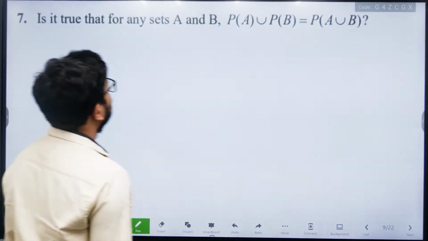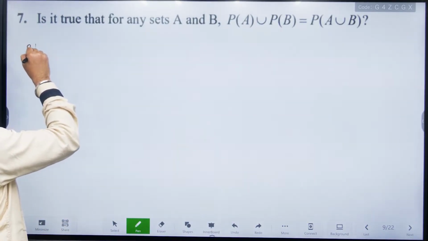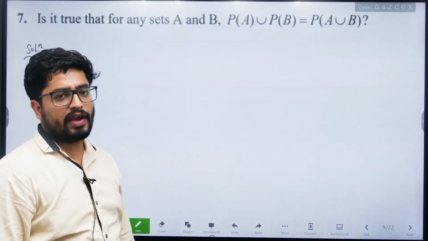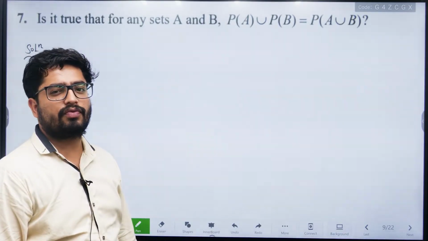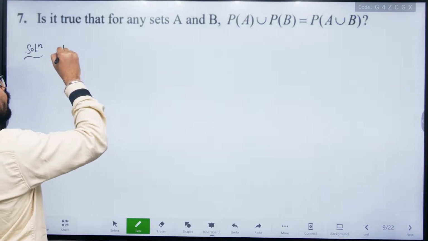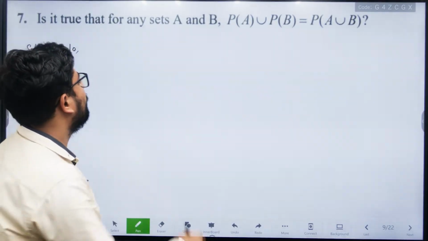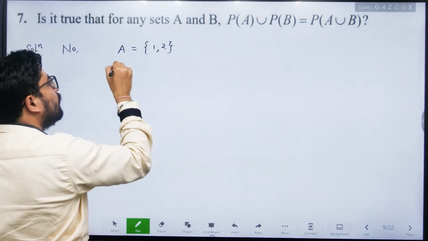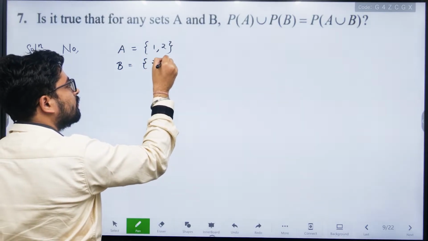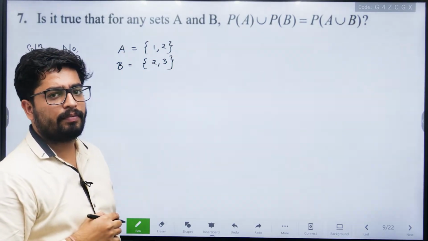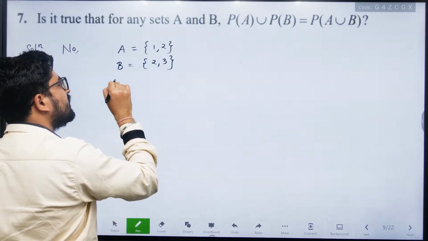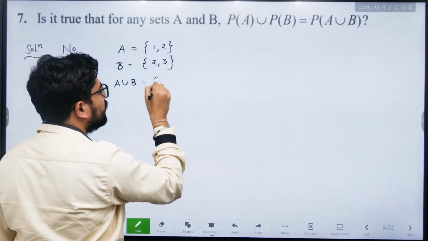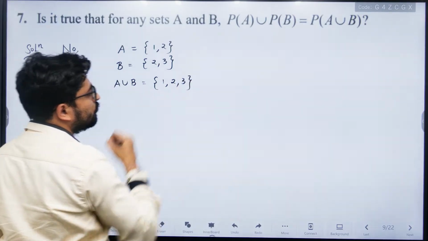Now the next one. Is it true that for any sets A and B, the power set of A union the power set of B is equal to the power set of A union B? No, this is not true. How? If you take the A set as {1, 2} and the B set as {2, 3}. Now, A union B is what? A union B is equal to {1, 2, 3}.